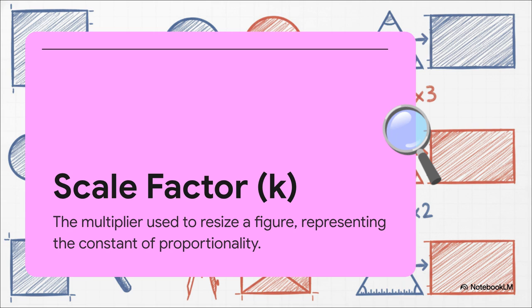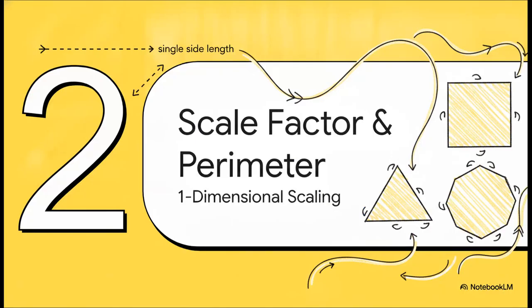To measure that change, we use a multiplier, and we represent it with the lowercase letter k. You can think of k as the mathematical engine for this whole operation. If you're enlarging a shape, k is going to be greater than 1. If you're shrinking it, k is a fraction between 0 and 1. It is the absolute constant of proportionality that links your old figure to your new one. Everything hinges on k.